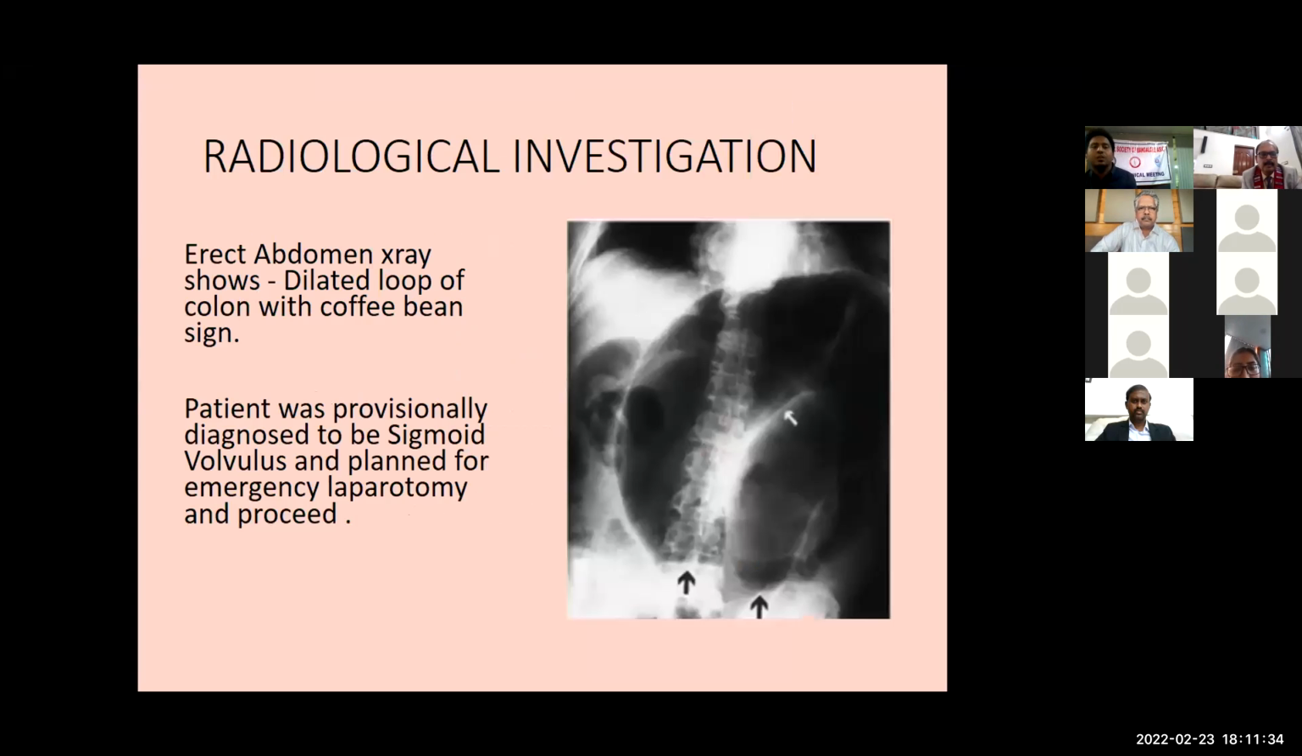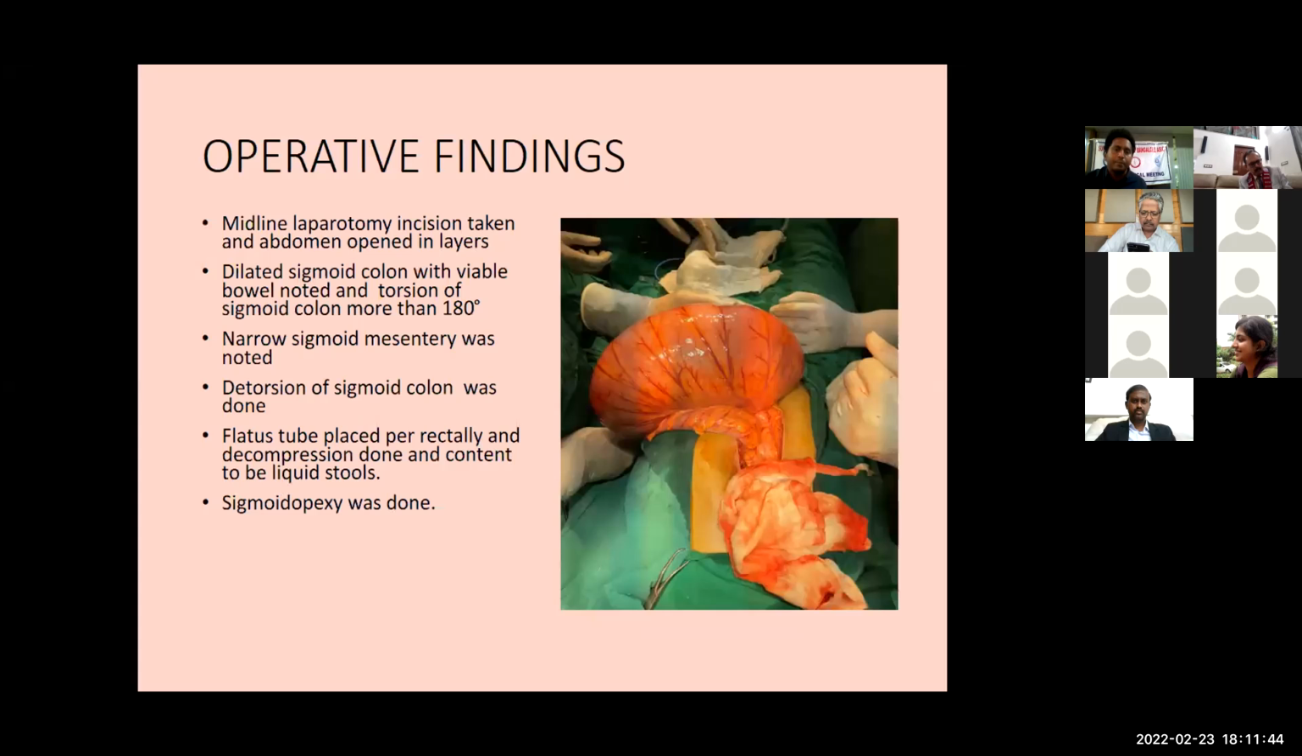Radiological investigation: erect abdomen X-ray shows dilated loop of colon with coffee bean sign, and the patient was provisionally diagnosed to be sigmoid volvulus and planned for emergency laparotomy. Operative findings: midline laparotomy incision taken and abdomen opened in layers, dilated sigmoid colon with viable bowel noted, and torsion of sigmoid colon more than 180 degrees. Narrow sigmoid mesentery was noted. Detorsion of sigmoid colon was done. Flatus passed per rectally and decompression done, and the patient was started on a liquid diet.